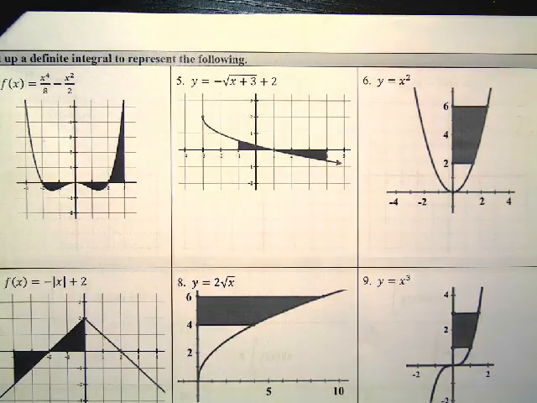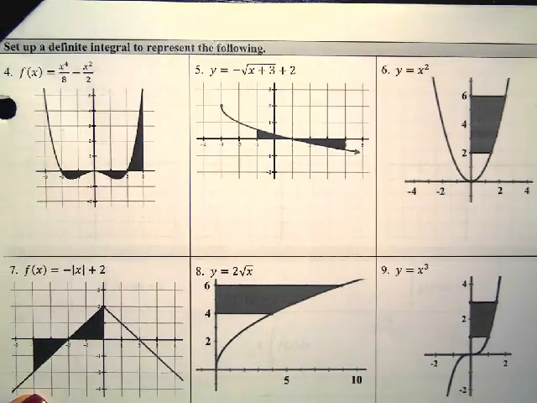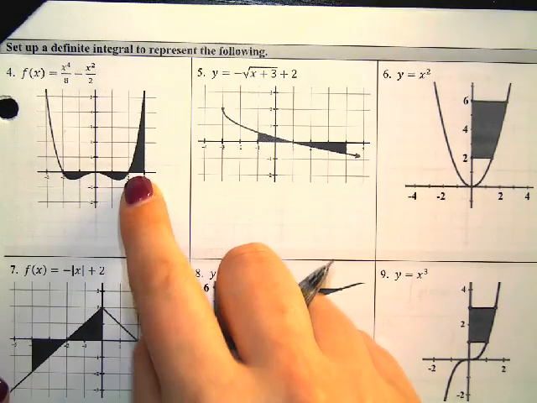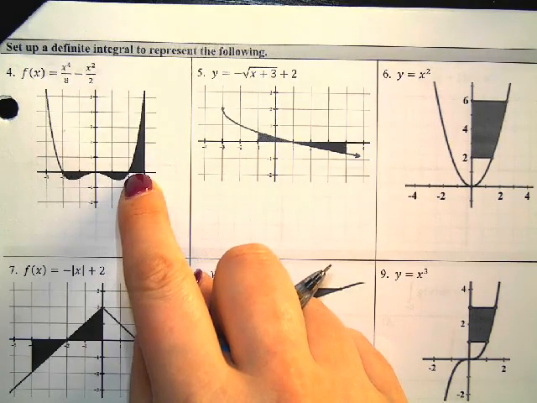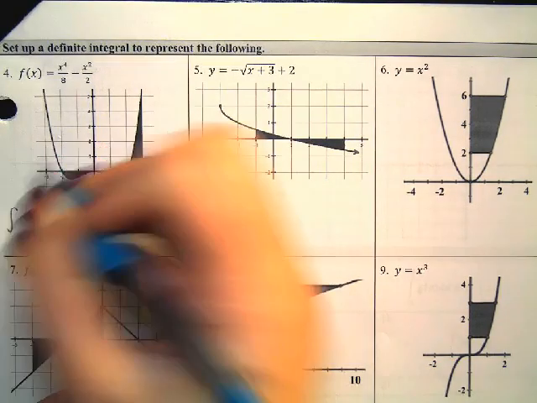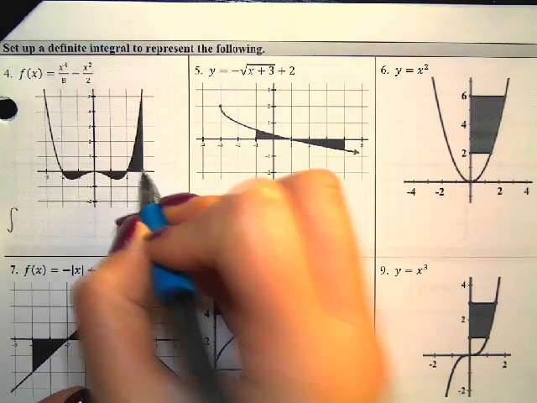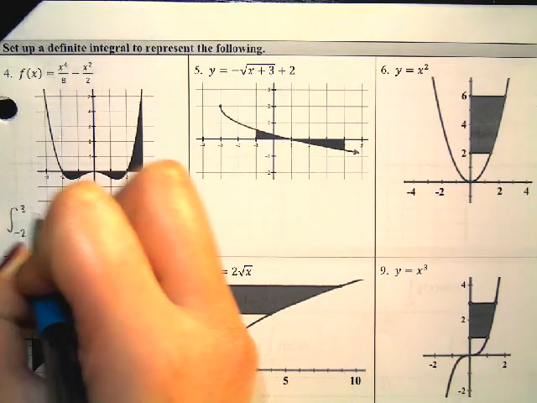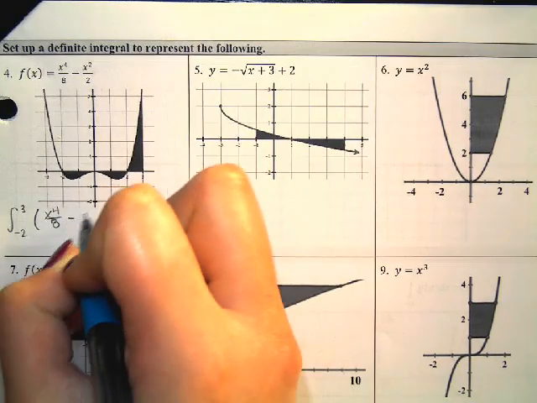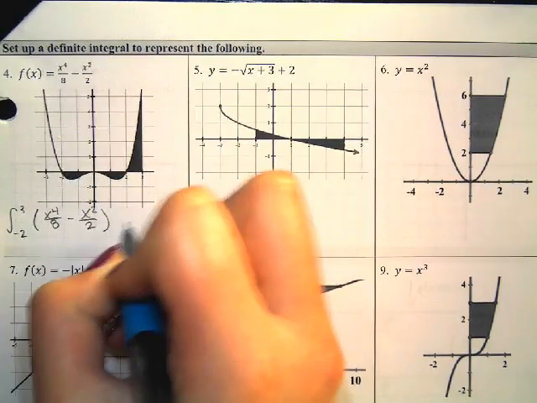So if you look at this page right here, I'm just going to make sure that we're good with this one. I can see that the shaded area is up against the x-axis. We can all see that, right? Yeah. So that means that when we find the area under the curve, we're finding it in terms of x, which is how we've done all the problems so far. So this would be from -2 to 3 of that function, x to the 4th over 8 minus x squared over 2 dx.